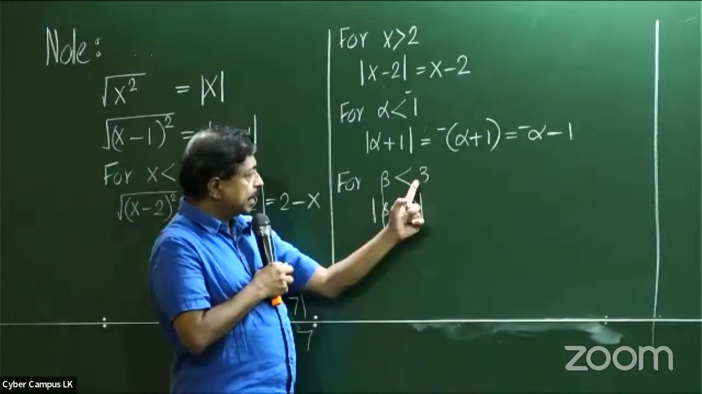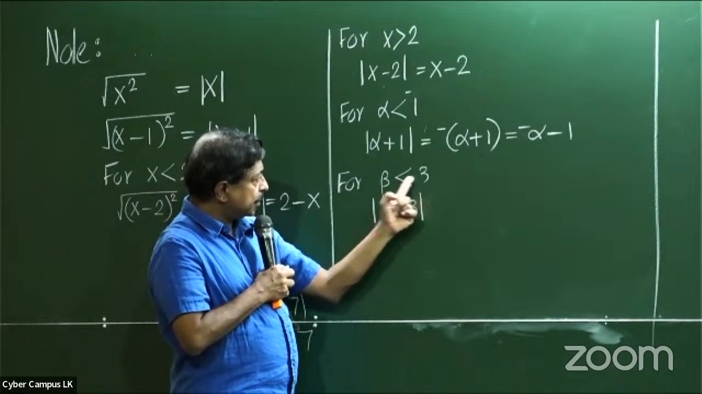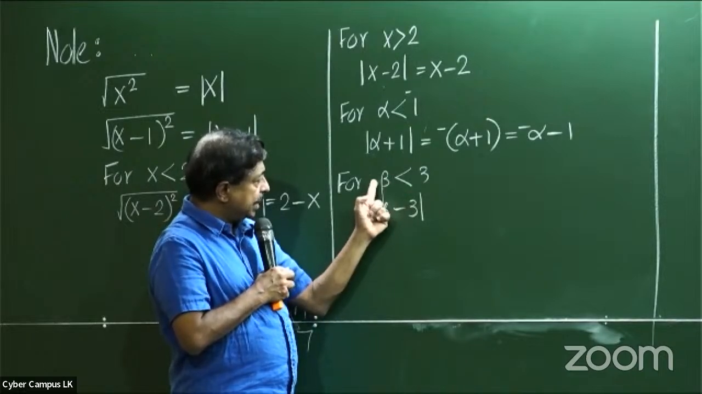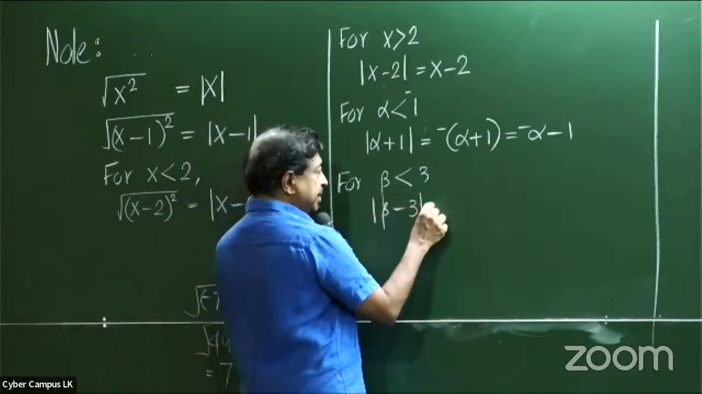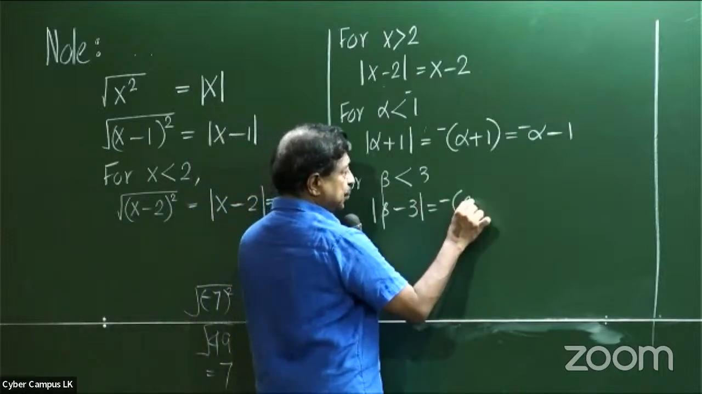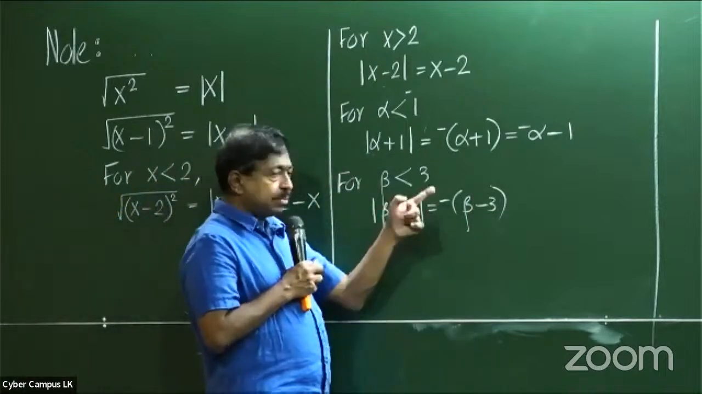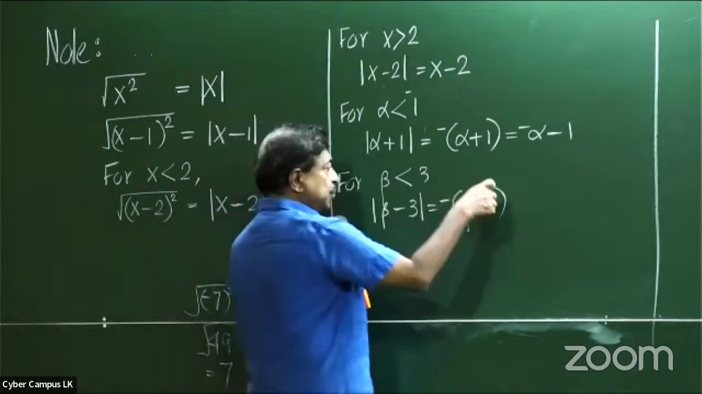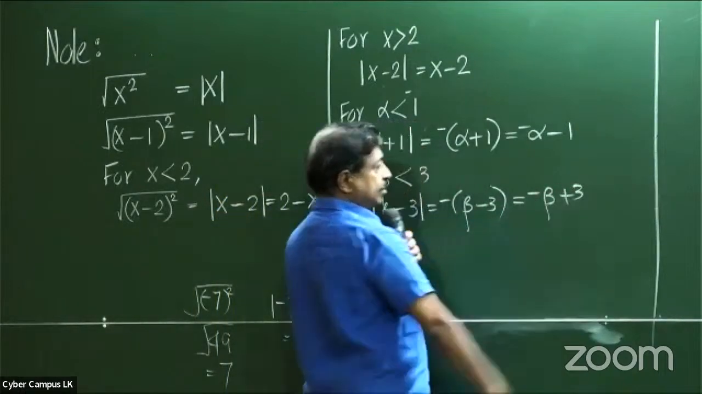What about this? Again, the case is the same. If you bring this 3 to the left-hand side, you get beta minus 3 less than 0. So what you have inside is less than 0. Therefore, to get the modulus sign, you have to make it positive. So you have to multiply it by a minus sign. Now, if you eliminate this bracket, you get minus beta plus 3.